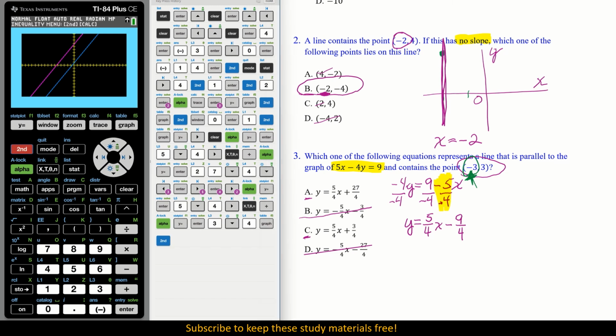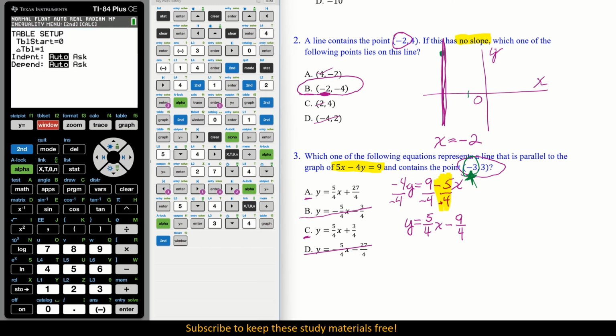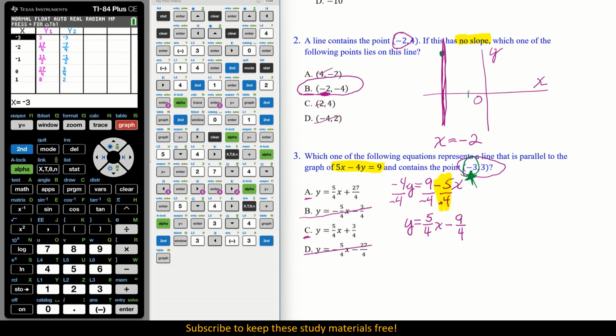So second, oh, you know what? Let's do second window. So we start at 3. Okay. No, we don't want to start at 3. We want to start at -3. So we go straight to it. So go out, second graph. Okay. And it looks like it will be the blue. And if you remember, that's Y2.